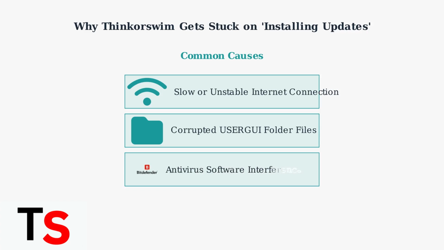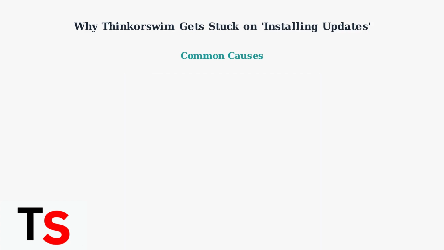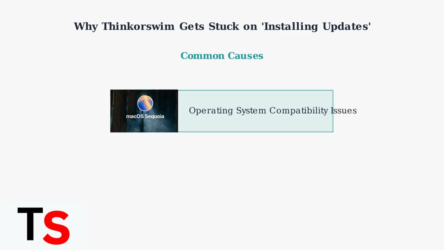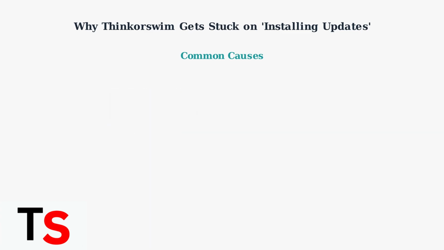Third, antivirus software, particularly Bitdefender, can block the update process by treating it as suspicious activity. This security feature can prevent legitimate updates from installing. Finally, operating system compatibility issues can cause problems. For example, users running macOS Sequoia have reported specific issues with Thinkorswim getting stuck during updates after fresh downloads.